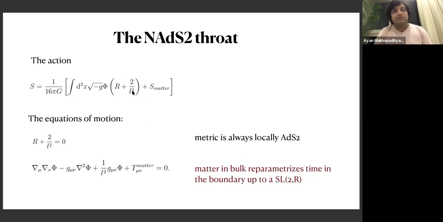And then if I compute the g mu nu equation of motion, I get that the total energy momentum tensor is conserved. There's a contribution from matter, and this is essentially the contribution from the dilaton. And actually this equation satisfies the Bianchi identity. So these are not 3 equations, but actually 1 equation. Essentially the content of the equation is as follows: if you put in some bulk matter, it reparameterizes time in the boundary up to an SL2R. So that's the content of this equation, as we'll see.